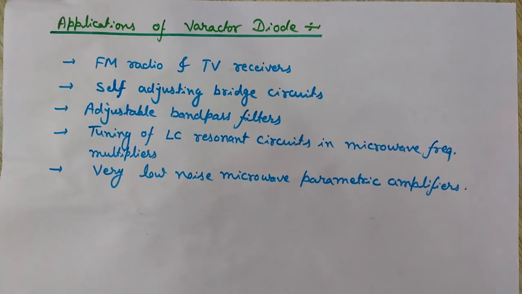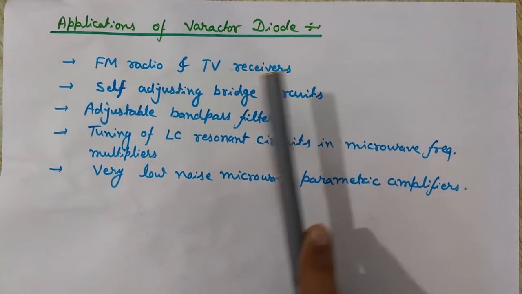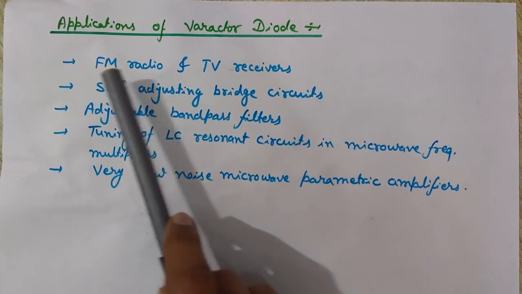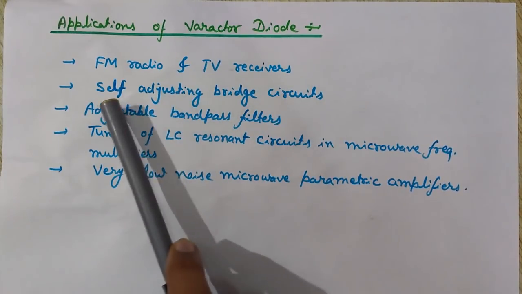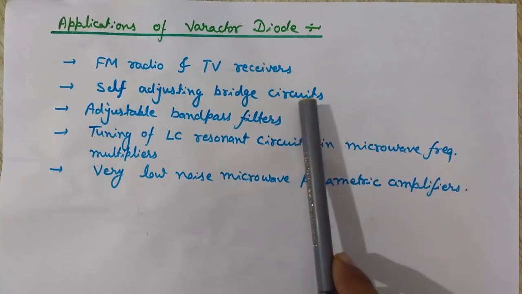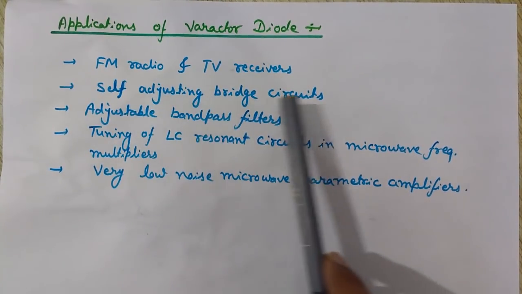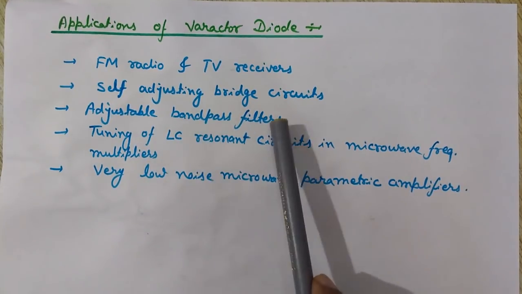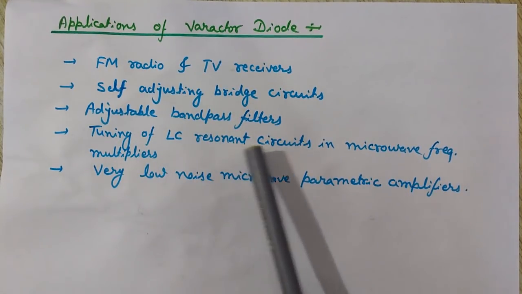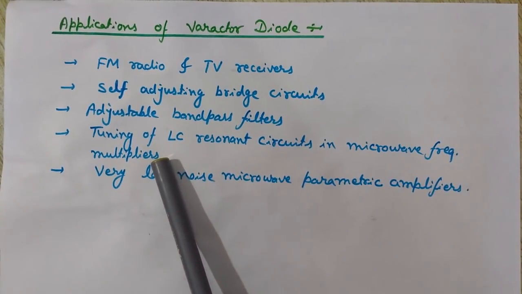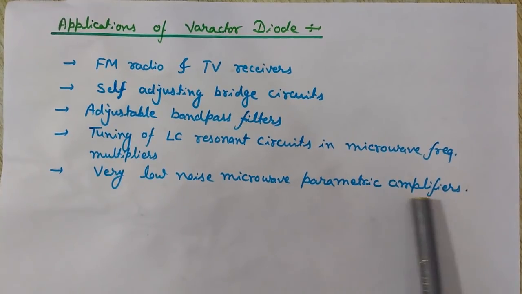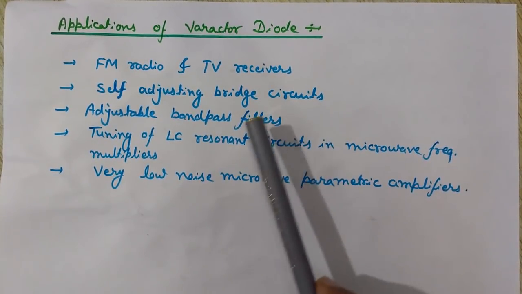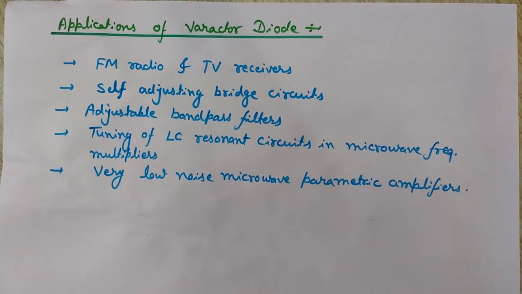This property of variable capacitance by changing the reverse voltage finds many applications in various fields. So let's see the applications. Some of the applications of varactor diode are listed here. It is used in FM radio and TV receivers. It is used in self-adjusting bridge circuits, also in adjustable bandpass filters, in tuning of LC resonant circuits, in microwave frequency multipliers, and very low noise microwave parametric amplifiers. We cannot discuss all these things, how they are used, in this short lecture. So I have just listed the applications of varactor diode here.